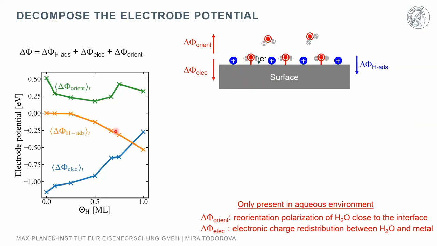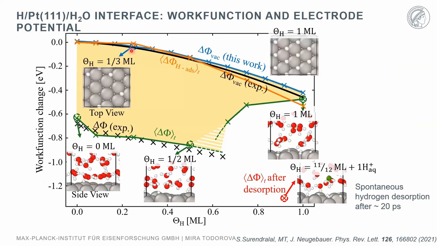If I take this orange curve and simply put it within my diagram, we see that this data that we have extracted from the solid liquid interface, but considering just the hydrogen coverage or the hydrogen surface interactions, very closely follows what we have for vacuum.